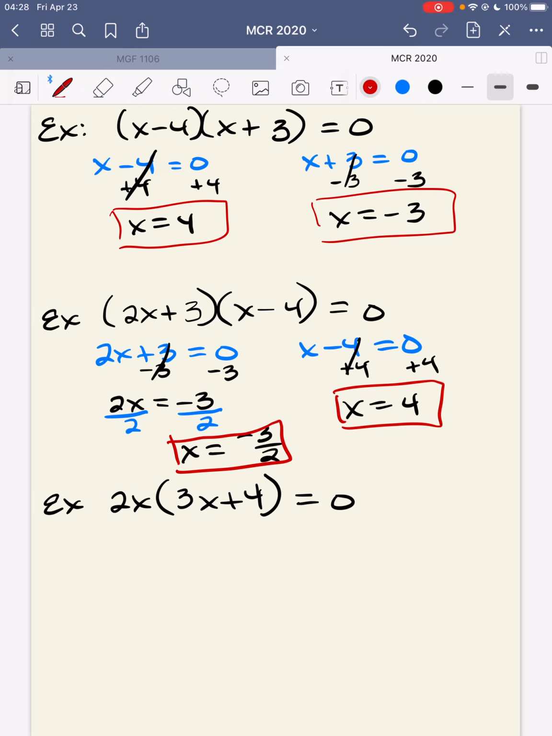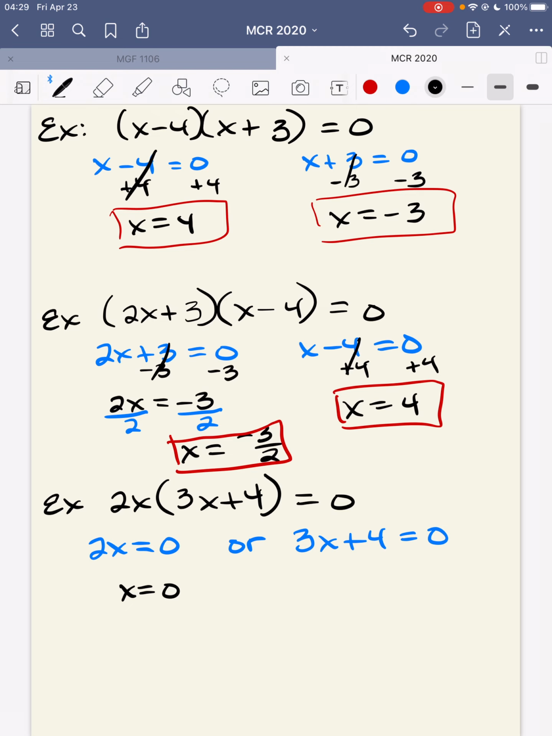Okay. Let's go ahead and look at this example here. So I have 2x times 3x plus 4. So either 2x is equal to 0 or 3x plus 4 is equal to 0. All right. Now, the first one looks a little weird. It's like, well, how am I going to solve that? Remember, you can just strictly use the zero factor theorem. 2x is equal to 0. What times 2 is going to give you 0? 0. So x is going to be equal to 0.